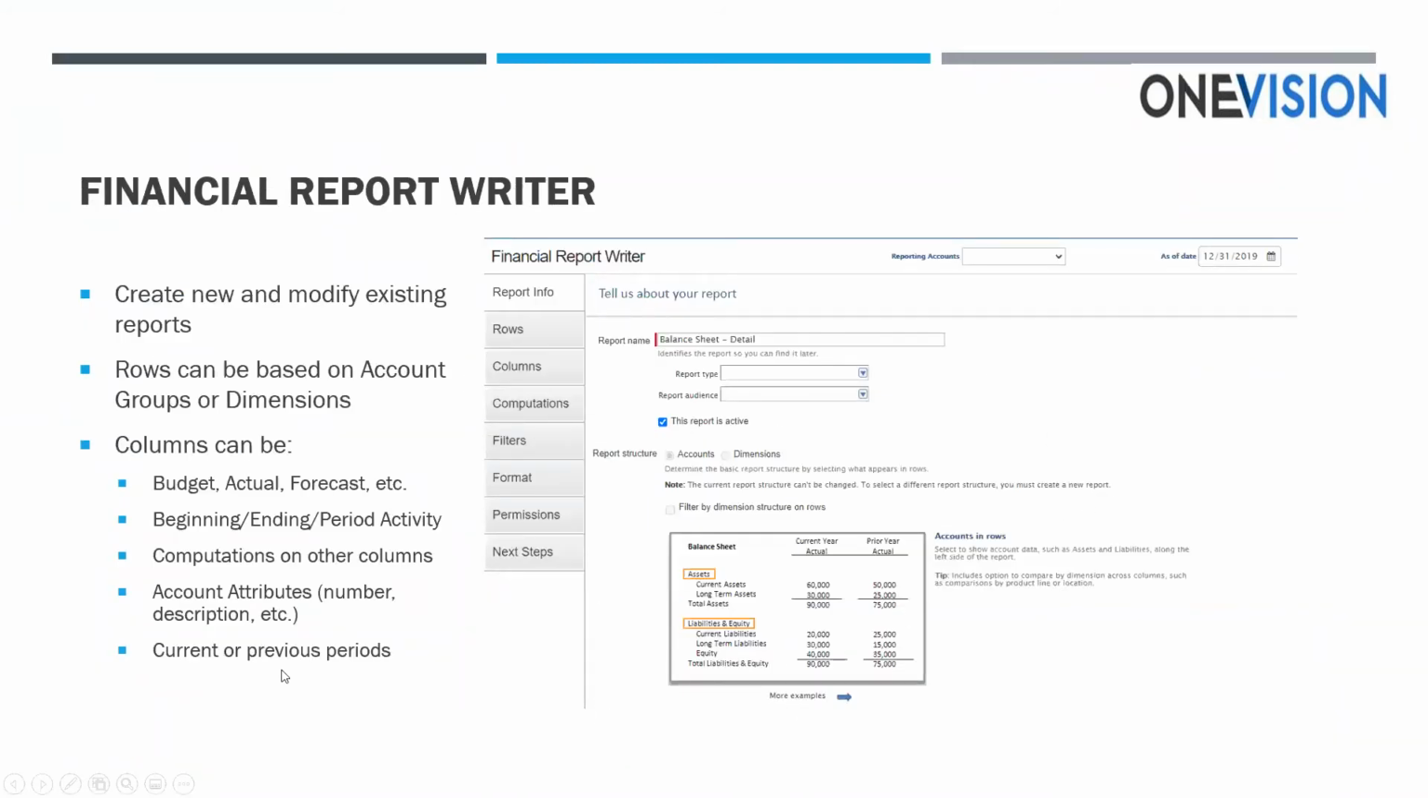When you're creating your columns, we can have a budget, actual, forecast, different types of columns. You can compare those. Like I said, you can create a calculation based on actual versus budget, or budget versus forecast. We can also have a beginning, ending, and a period activity columns. So if you want to show your beginning balance, your activity, and then your ending balance, we can do that. And then, as we said, the account attributes and different periods that we can show. So this is really good for creating your standard financial reports in the system.